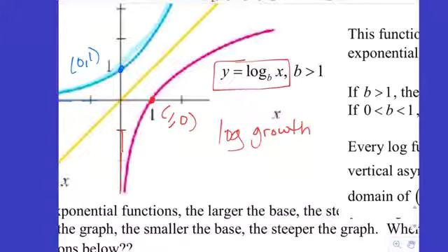For any log function now that's growth, for the base greater than 1, they're all going to have the same properties. The vertical asymptote's at x equals 0. The domain is everything to the right of 0. The range is all real numbers. They're going to be monotonic increasing, and they're going to pass through the point (1, 0). Everything of that form.